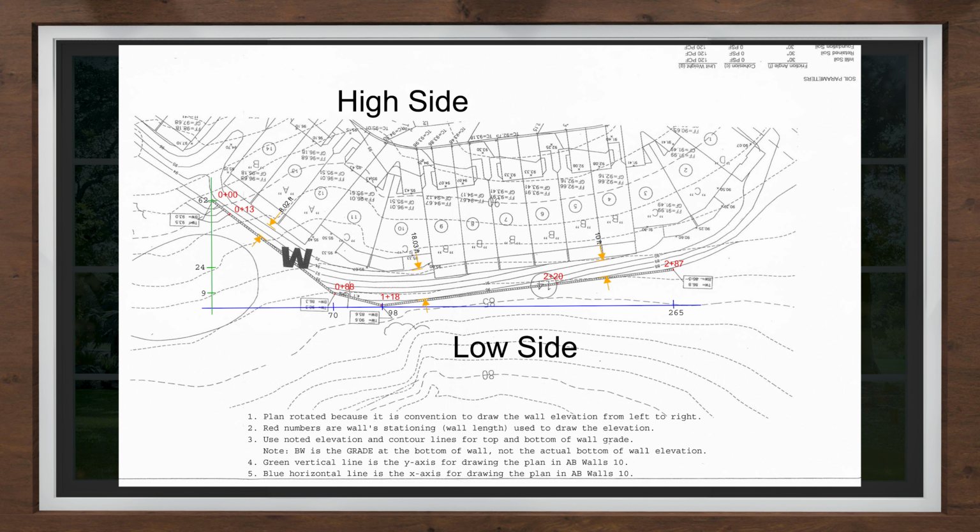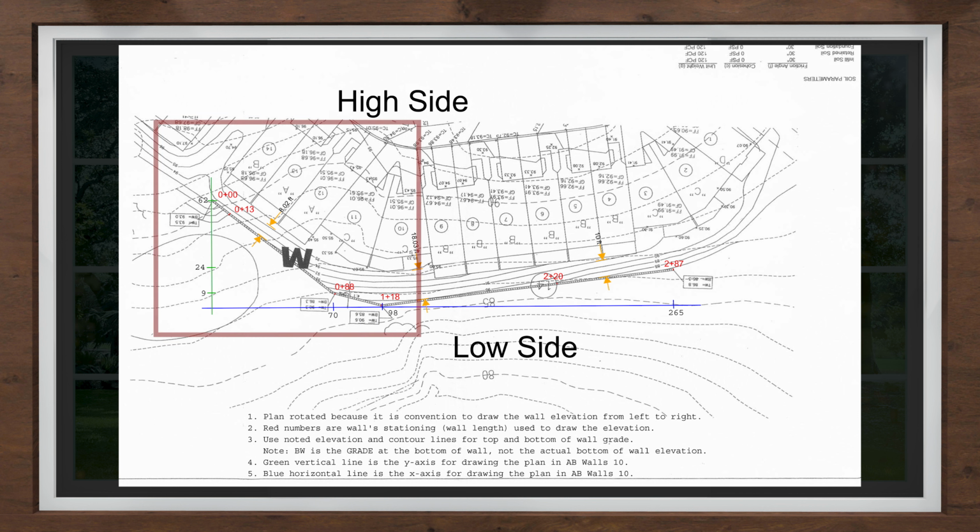Looking at my site plan in front of me, I also want to be aware of how I am entering this information into the table. With AB Walls, the convention is to input values from left to right as if you were on the low elevation side looking back towards the wall. I have already oriented our example with the high elevation towards the top of my page.